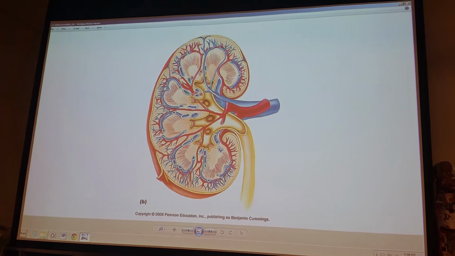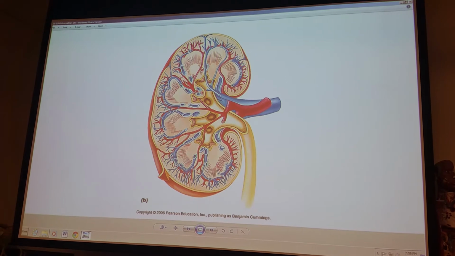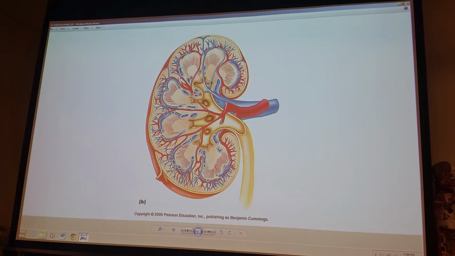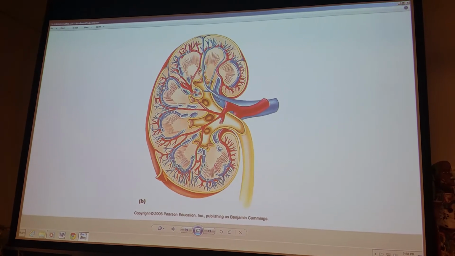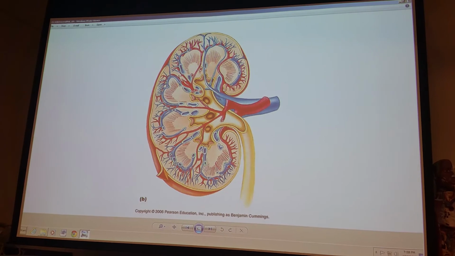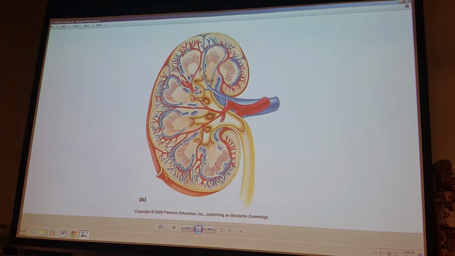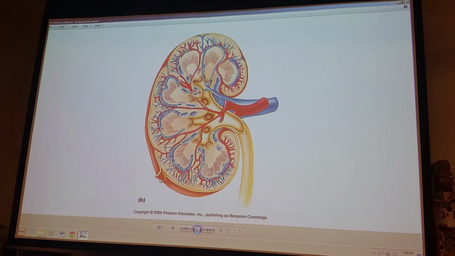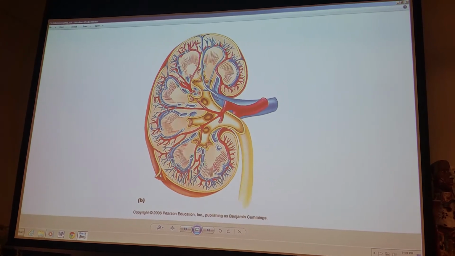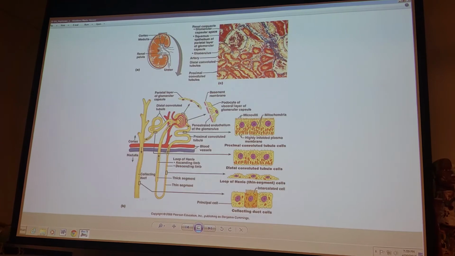Okay. What's this part of the medulla? The renal column, right? What's this area outside here? The renal cortex. And what's this? Fibrous capsule.